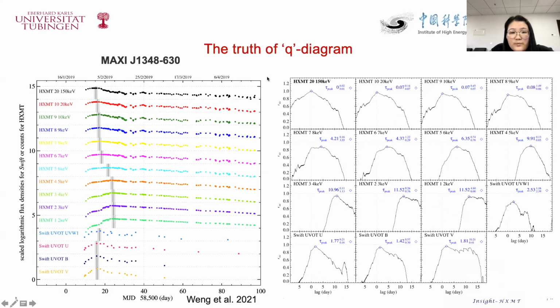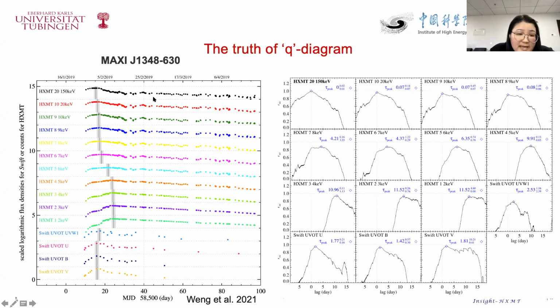The next work will be the Q diagram. For anybody who knows black holes, you will be familiar with this Q diagram, the HID diagram, which I showed in the previous slides. Nobody has quantitatively studied what the causality is, what parameters contribute to the Q diagram, what parameters cause the shift of the Q, and even why they have different spectral timing properties at the same luminosity. So this work provides a very unique insight into the study of the Q diagram.